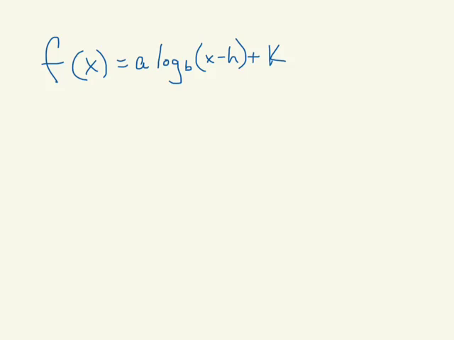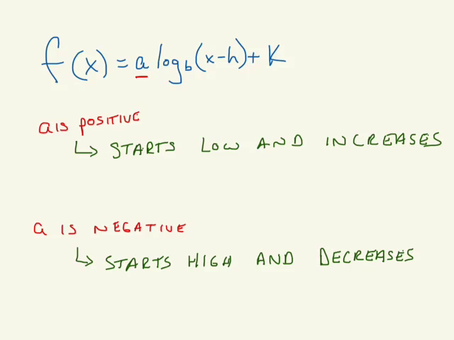What are some of these other letters and numbers in this case going to do? Well, a is going to stretch this thing vertically, and it could flip it over. So a is going to show us if a is positive, this is going to start low and it's going to then increase the whole time. If a is negative, then the function is going to start high and decrease the whole time. So once again, if a is positive, it's going to start down low and it's going to increase.